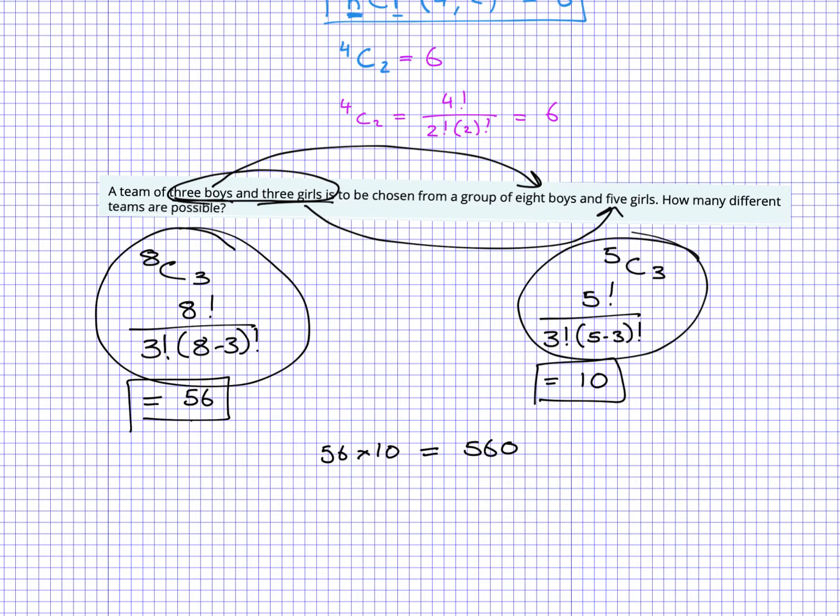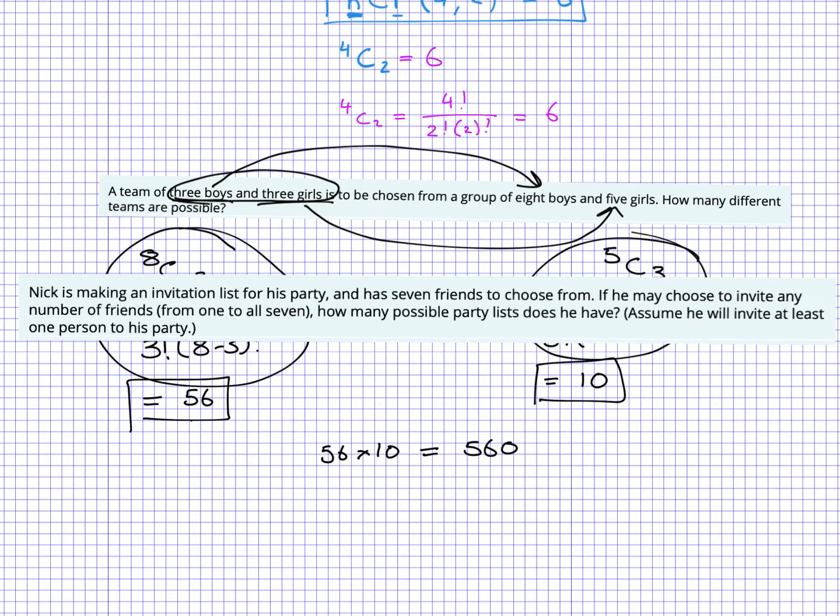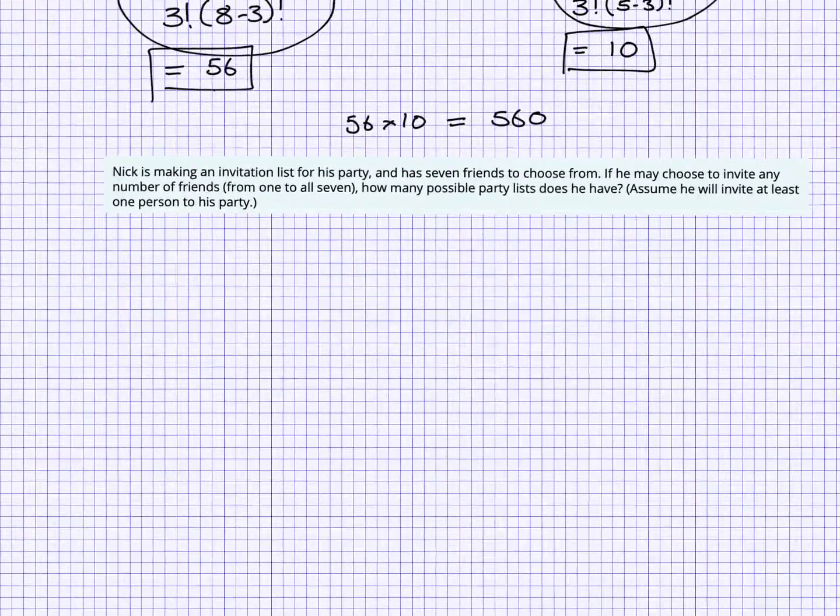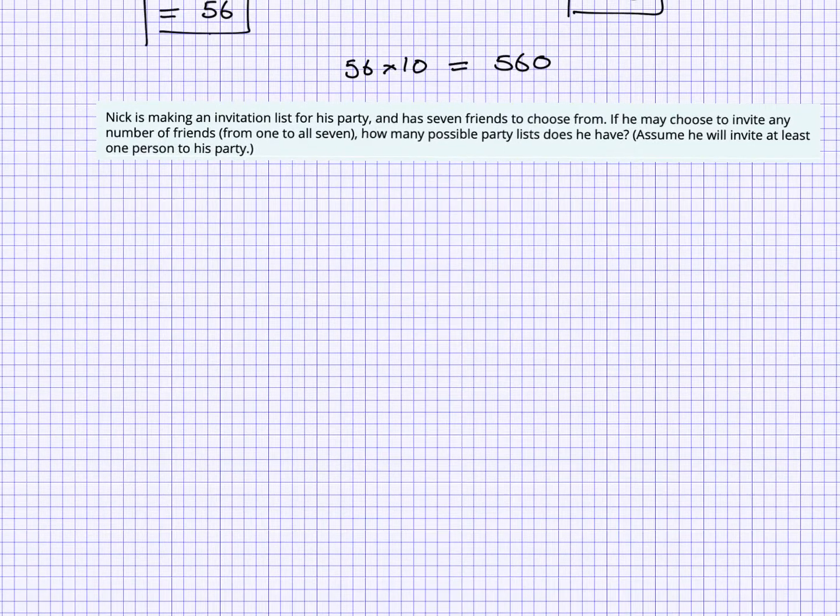All right, so another example would look like this, about a party. Nick is making an invitation list for his party and has 7 friends to choose from. If he may choose to invite any number of friends from 1 to all 7, how many possible party lists does he have? Assume he will invite at least 1 person. That's what it said, so we can't choose none. All right, so the number of possible parties he has could look like this.